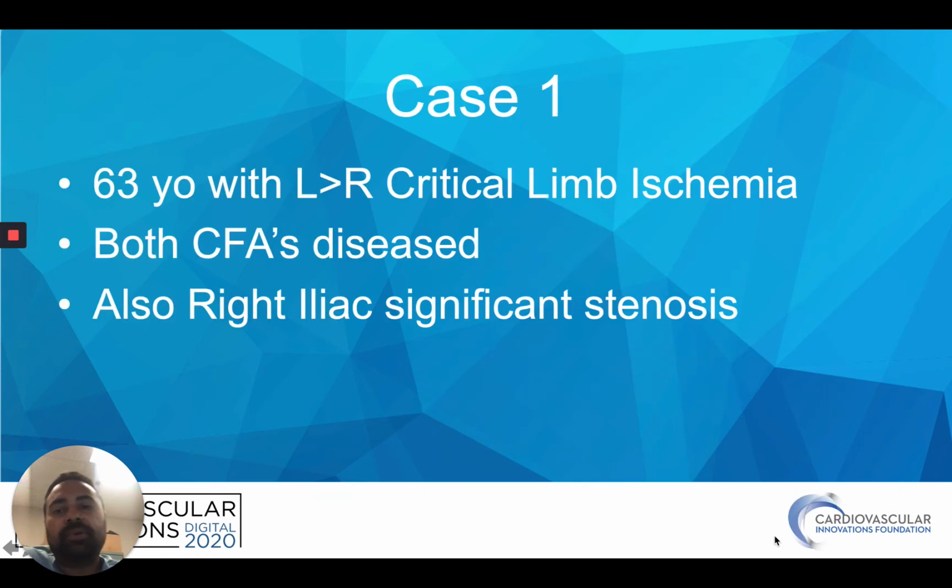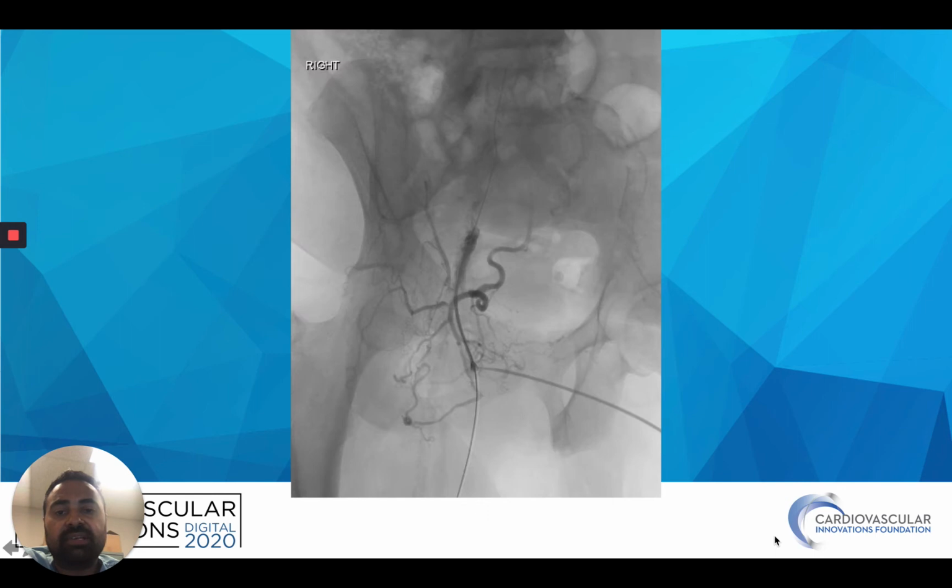So here's an example of a 63-year-old patient, left greater than right, with bilateral critical limb ischemia with rest pain, no wounds. Both common femoral arteries are diseased in this patient, which we were able to pick up just by physical exam with very poor palpability, and workup was performed with cross-sectional imaging, which is not included here, but the patient not only has common femoral artery disease, but also right iliac disease with significant stenosis.